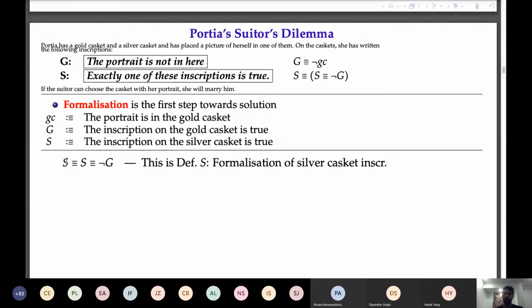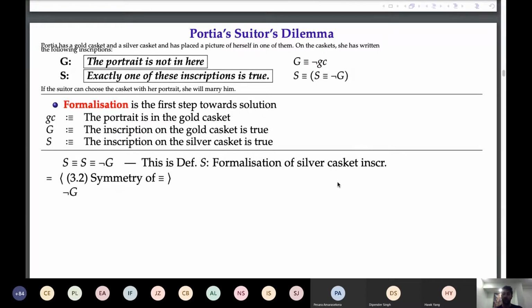So we begin with something that's true. We know that this statement is true, that the inscription on the silver casket is true precisely when what it says is true. And it says exactly one of them is true. From there, again, you don't need to know the rules. We'll get to this later on. Symmetry of equality says, you know what? Everything is equal to itself, and so we can cancel that out. And we're left with just not G.